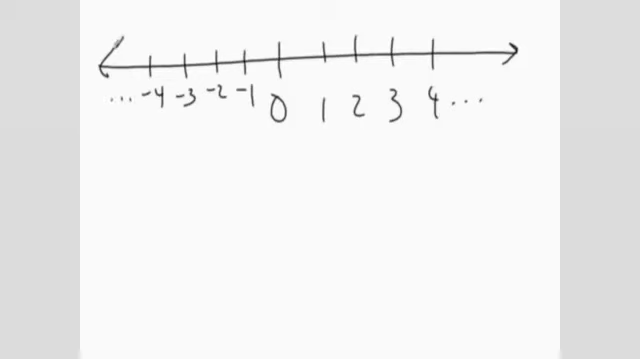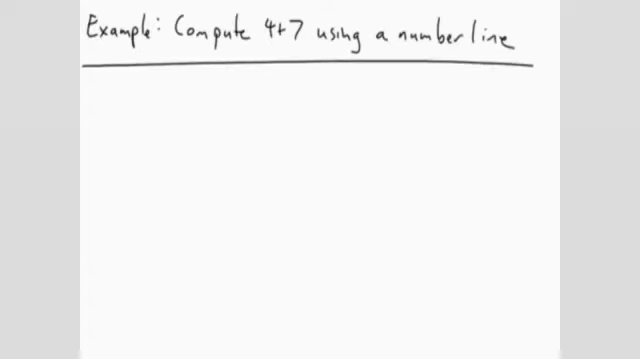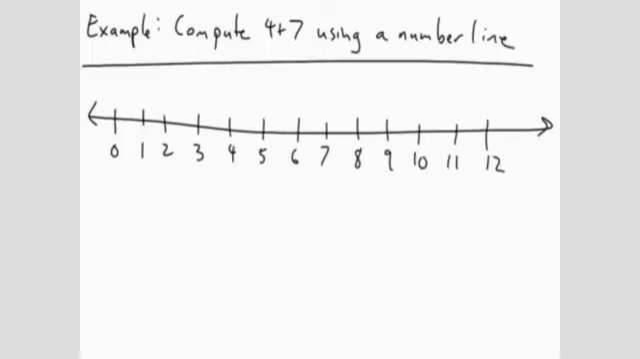Addition is the most basic operation on the number line. Conceptually, this is nothing more than counting. Example: compute 4 plus 7 using a number line. We will start by drawing a number line. Addition problems on a number line start from 0. This is known as the origin and represents the place from which all of our calculations will originate.